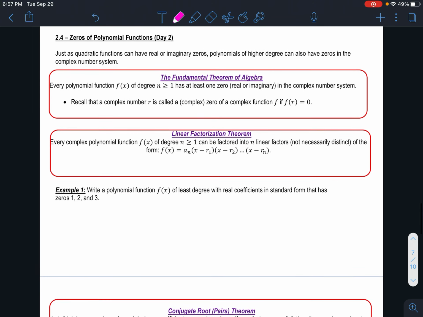So now we're going to look at day 2. We're just kind of going backwards. If we're given zeros, rewriting the original equation that it came from. Okay? So the fundamental theorem of algebra says that every polynomial function has at least one zero, real or imaginary, in a complex number system. And then the linear factorization theorem, we can write those functions as linear factors of the original function.